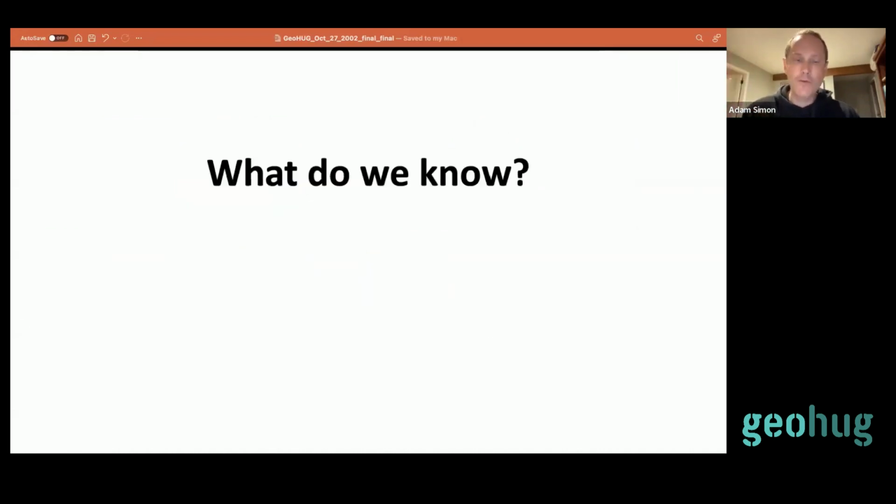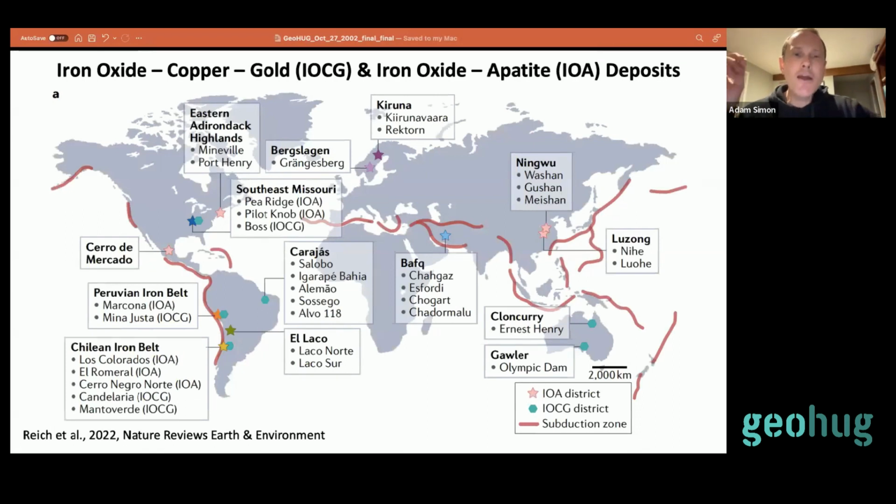So what do we know? We know that iron oxide copper gold and iron oxide apatite deposits have formed on all of the 6 continents where we have been able to do discovery. And certainly they exist on Antarctica, but they're currently buried under ice. If we look around the world, we can see on average for most districts that host IOCG and IOA deposits, they are contemporaneous with subduction zone systems, but not in all cases.